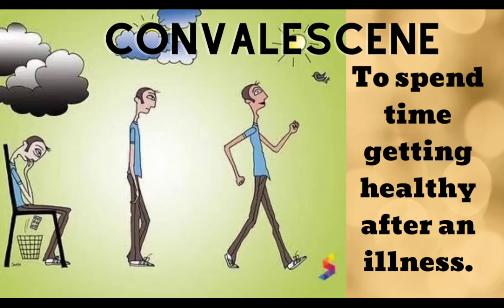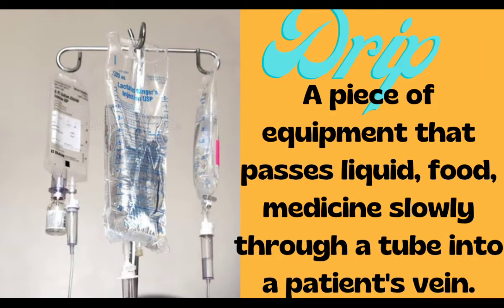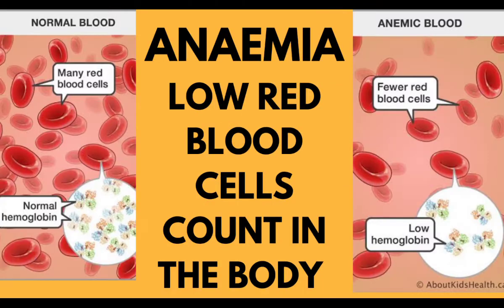Convalescence is to spend time getting healthy after an illness. Drip is a piece of equipment that passes liquid, food, medicine slowly through a tube into a patient's vein. We use drip to pass liquids, food, and medicine through a tube into a patient's vein. Anemia is a medical condition in which a person has low red blood cell count that makes them look pale and weak.